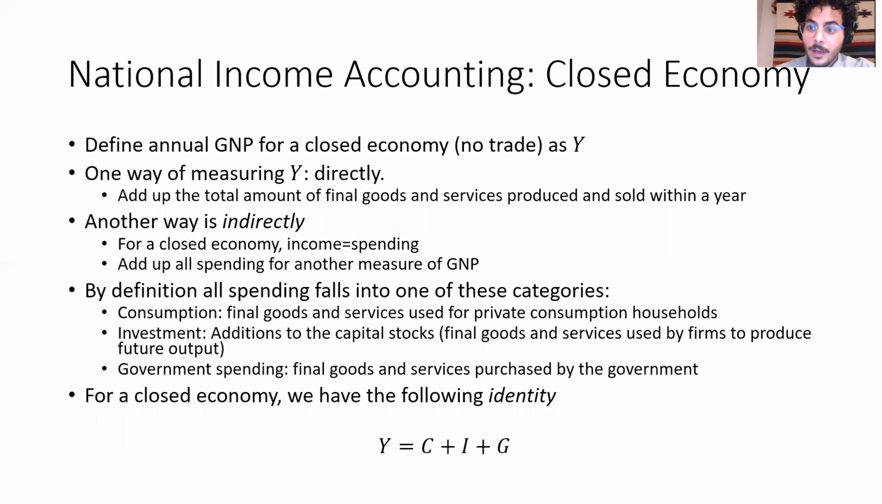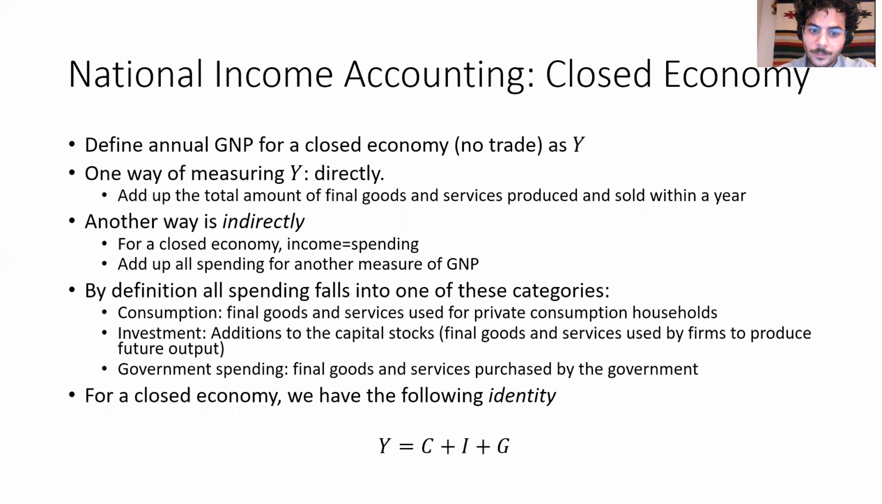Another way would be to measure it indirectly. For a closed economy, it must be the case that all income is equal to the sum of all spending. So GNP is a measure of income, but an approach to measuring it is by adding up all spending in the economy over that year. By definition, all spending is going to fall into one of three categories. It could either be consumption, so final goods and services that are used by households for private consumption, could be investment. So in a real sense, we mean additions to the capital stock or final goods and services that are used by firms to produce future output. Or it could be government spending.